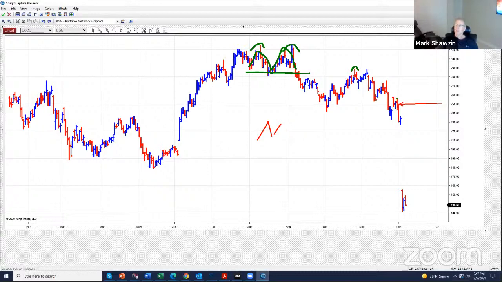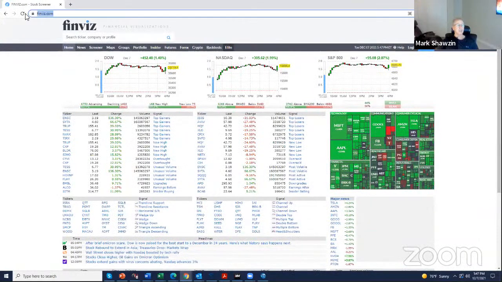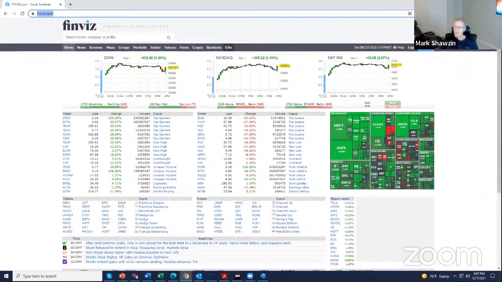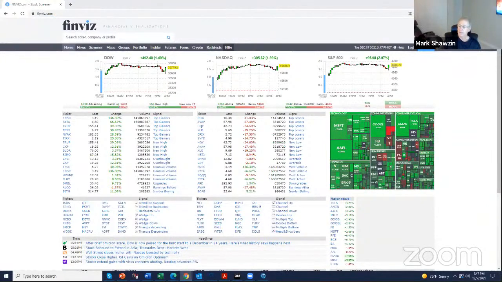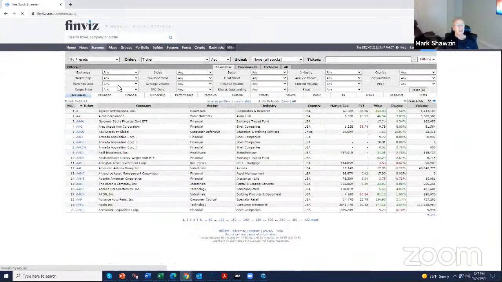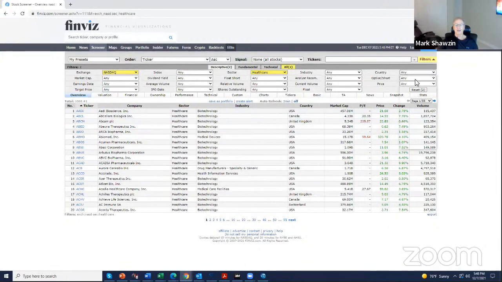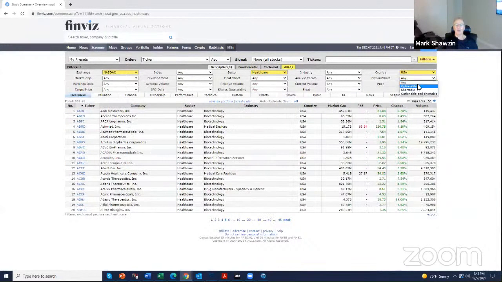So a lot of people are asking me, how do I find stocks? This is a great scanner. I'll put the link in the chat box. You can use this to basically create a screen. So you go to screener here, and now you want to do NASDAQ stocks, healthcare, USA, shortable, price above 50, whatever you want to do. So you set up your screen.